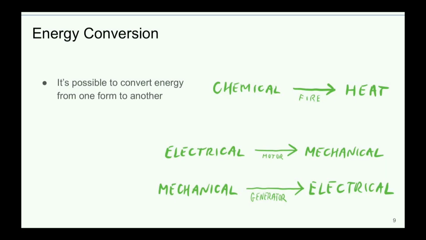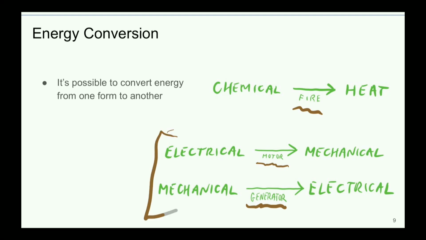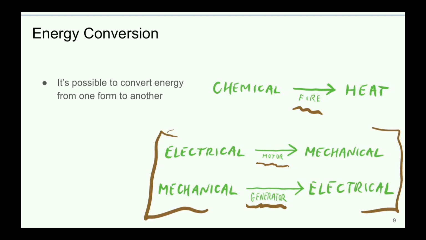Okay, so a couple ways we might convert energy. Couple quick examples, right? If you want to go from chemical energy to heat, you would use fire as a tool to do that. If you wanted to go from electrical to mechanical, you could use a motor. If you wanted to go from mechanical to electrical, you could use a generator. In fact, these are reverse processes of one another. You can actually use a motor as a generator, and you can use a generator as a motor if you just turn it around. So that's an interesting idea of how you can convert energy.